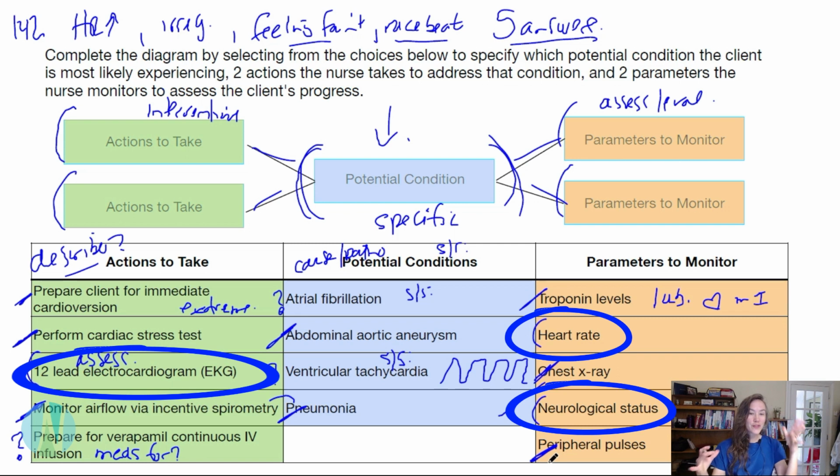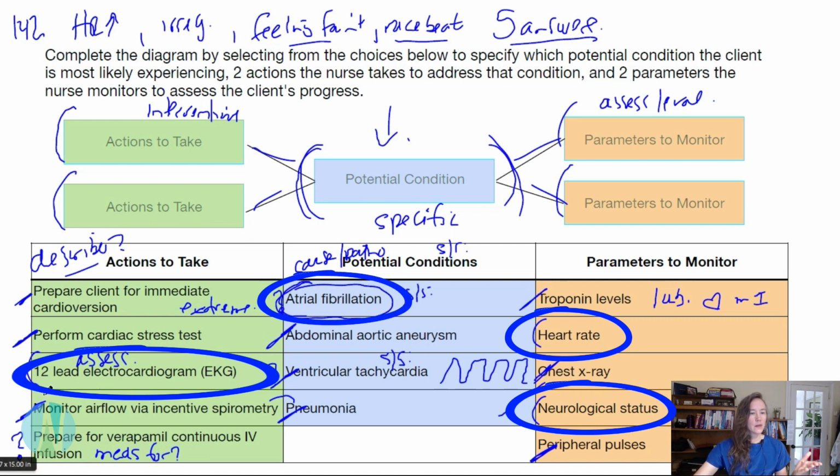Now, do you know what the condition is? Is it AFib or VTAC? Well, VTAC, the symptoms are, they're basically passed out, they're non-responsive, and that's not the symptoms of this. So AFib is an irregular heartbeat, and sometimes they feel like they're having a racing heartbeat because it goes really fast and then it goes really slow. So I'm definitely going to go with AFib here.